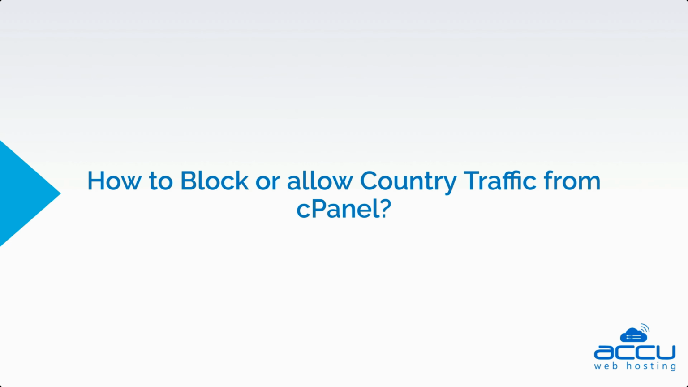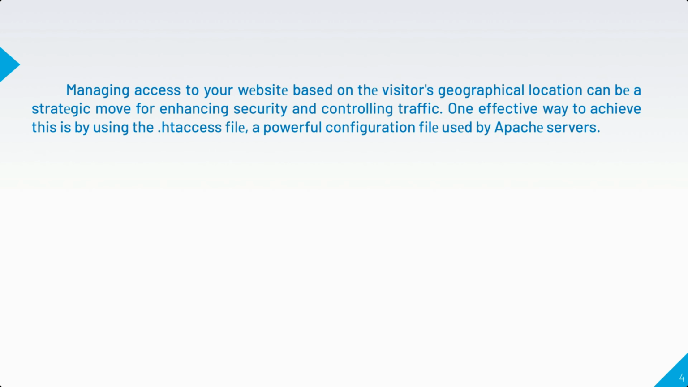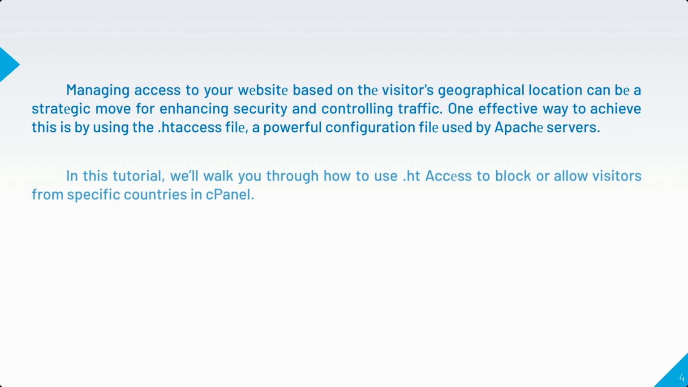Today we will learn how to block or allow country traffic from cPanel. Managing access to your website based on the visitor's geographic location can be a strategic move for enhancing security and controlling traffic. One effective way to achieve this is by using the htaccess file, a powerful configuration file used by Apache servers. In this tutorial, we'll walk you through how to use htaccess to block or allow visitors from specific countries in cPanel.